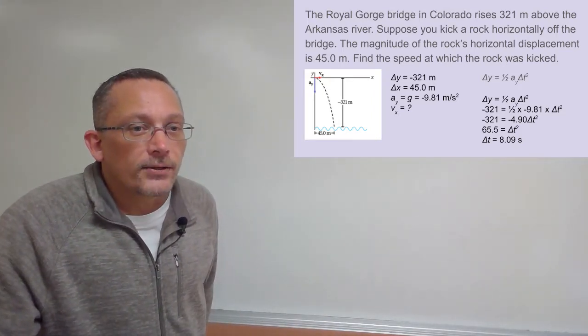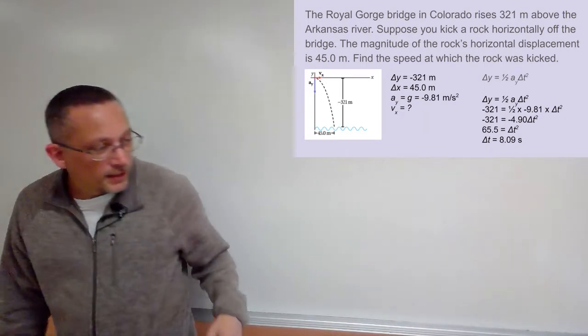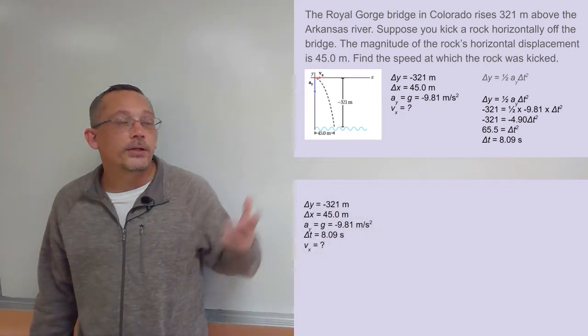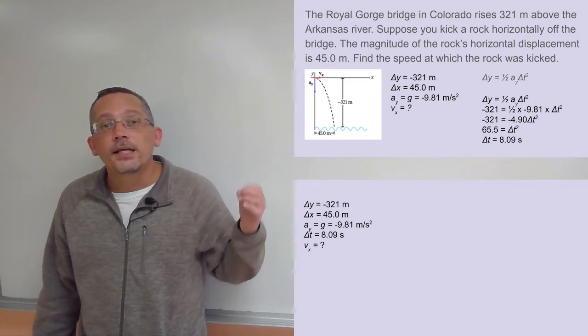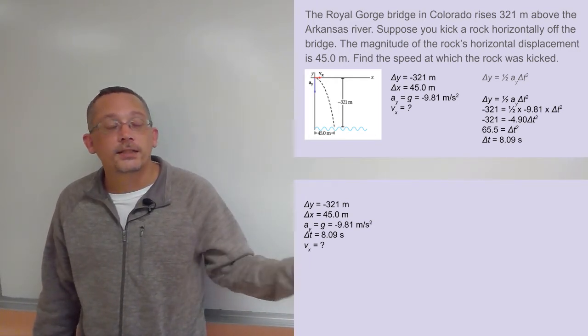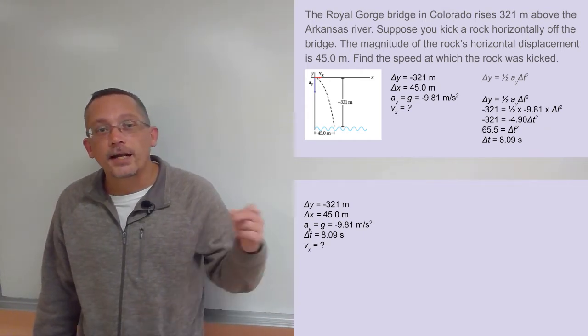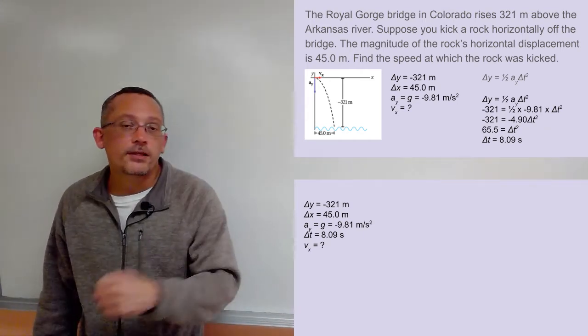All right, now let me go back to my list of things that I know, and now I know what delta t is. Delta t is 8.09 seconds. So let me add that to my list of things, and I'm looking for v sub x.